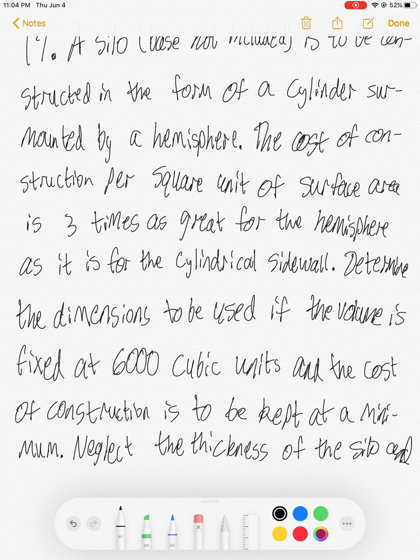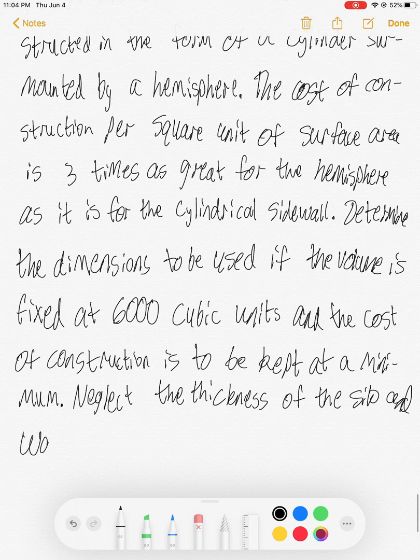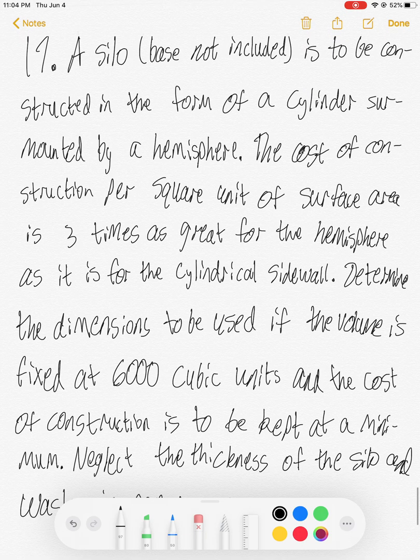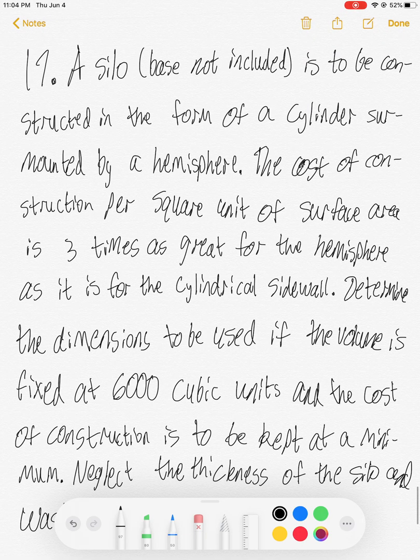Finally, it tells us to neglect the thickness of the silo. So don't worry about how thick the silo is. The thickness of the silo and waste in construction. I guess those are two things that you would want to take into account in reality. But for now, this will do just fine. Wow, that was like a full page of writing.